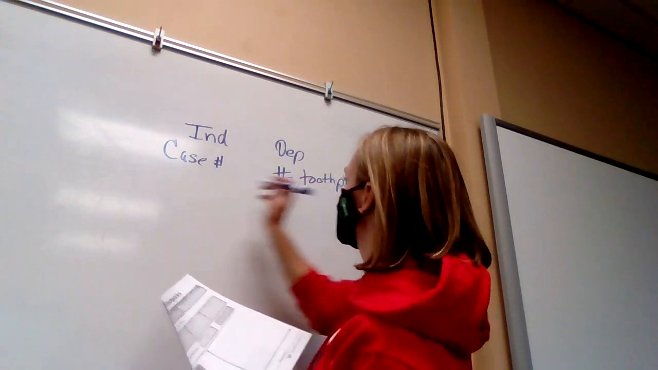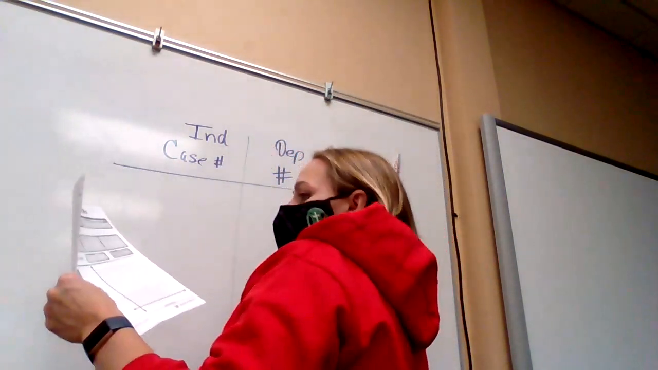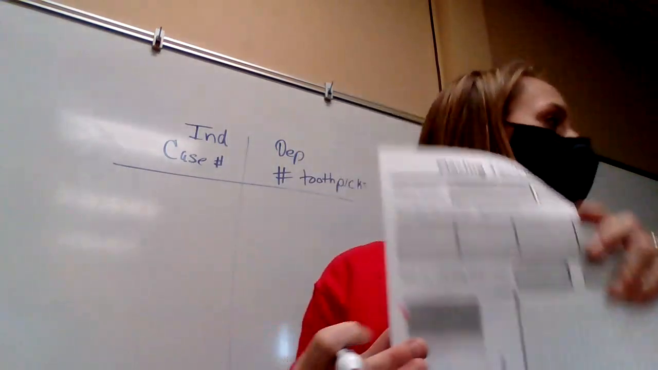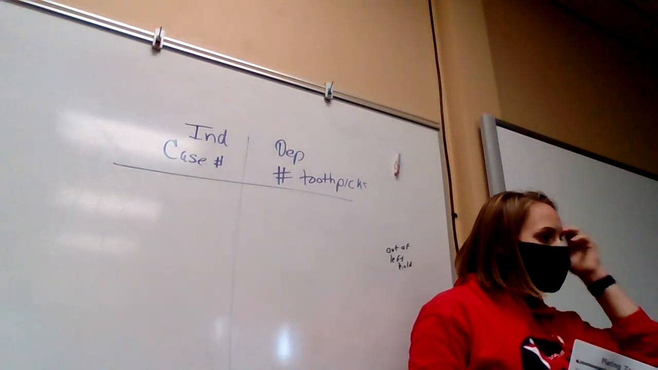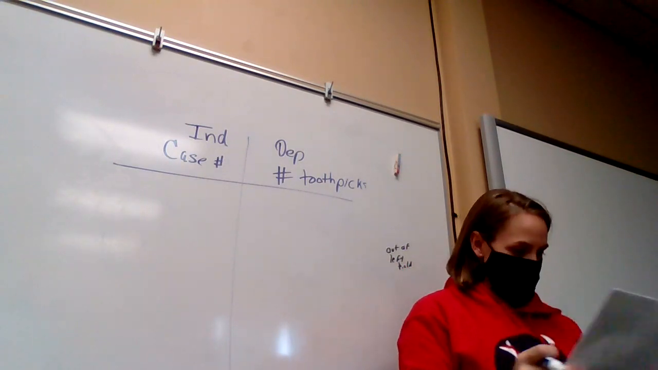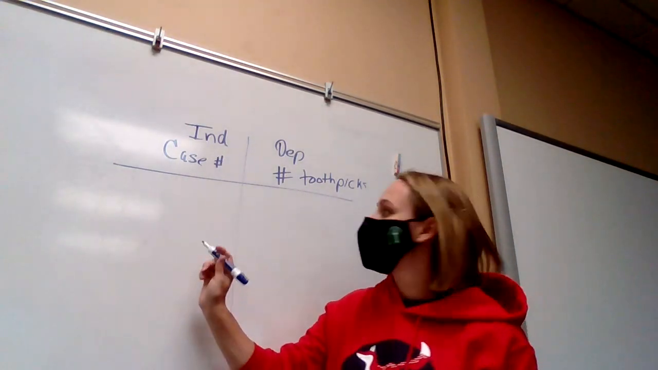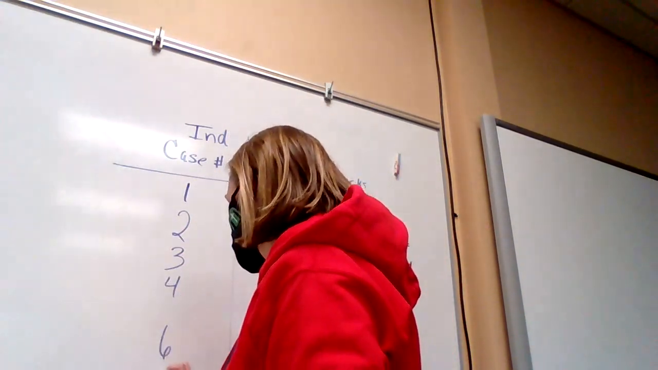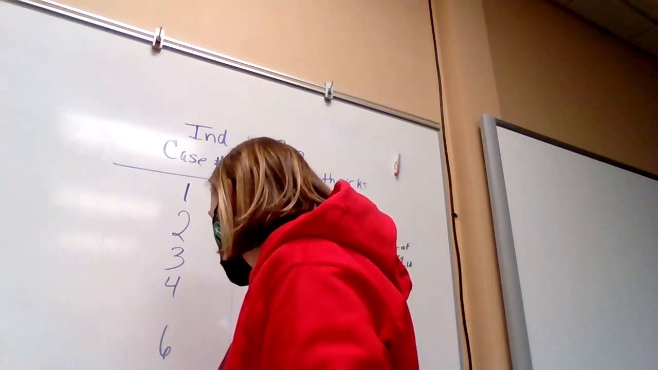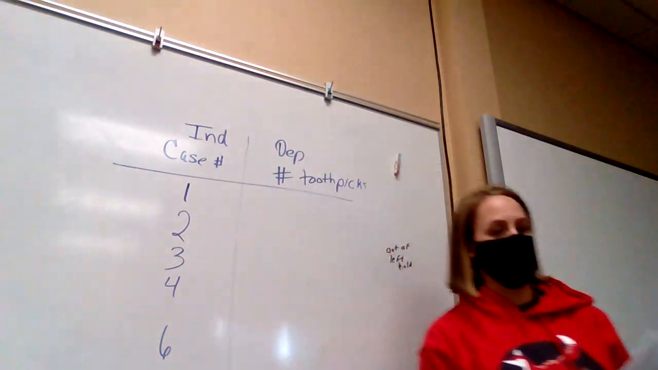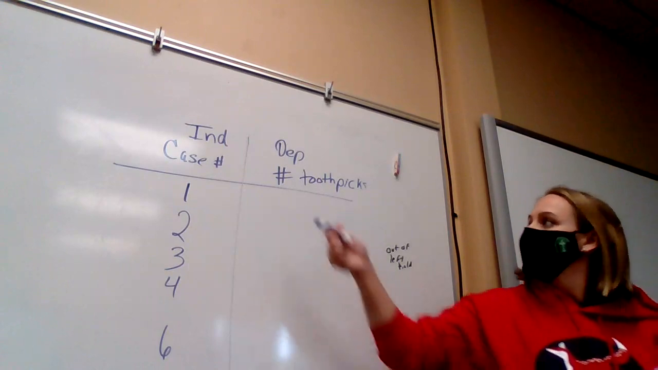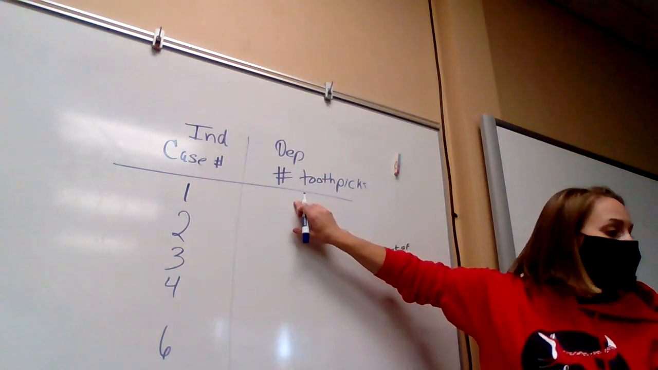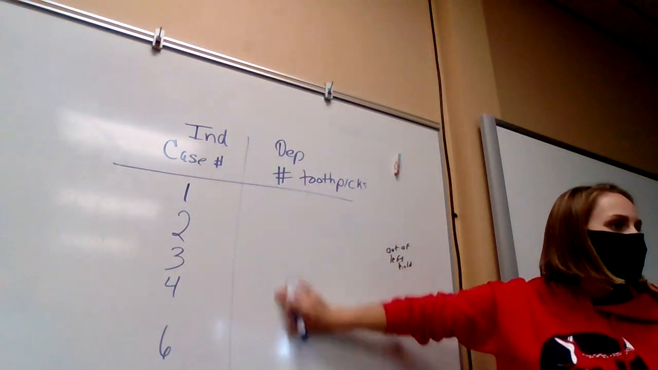The dependent is the number of toothpicks. So we're going to go down to the T-chart. I want you guys to take a minute to fill out the T-chart for figure 1, 2, 3, 4, 6, 11, and 20. Fill out the case 1, 2, 3, 4, 6, 7, 11, 20. The number of toothpicks goes on the right side.